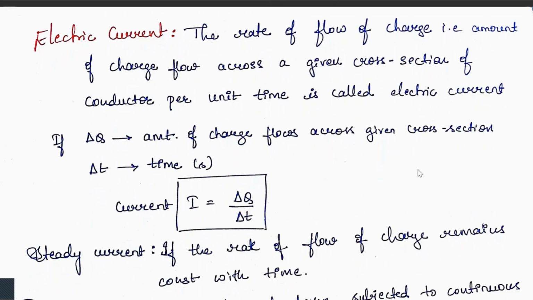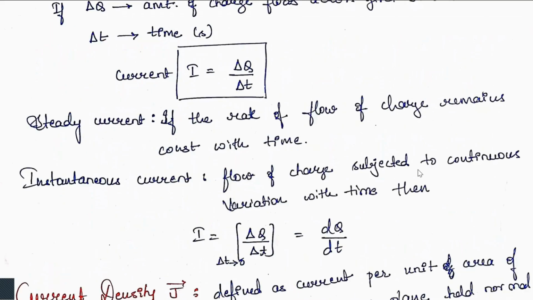Steady current is when the rate of flow of charge remains constant with time. Then instantaneous current is the flow of charge that is subject to continuous variation with time. That is, I is equal to delta Q by delta T, for delta T tends to 0, then the smallest current will be dQ by dt.